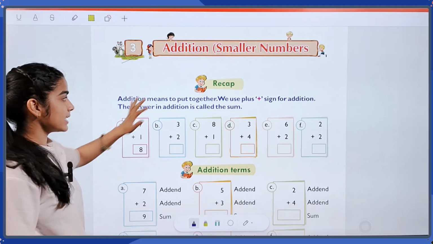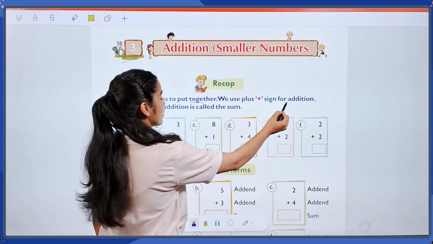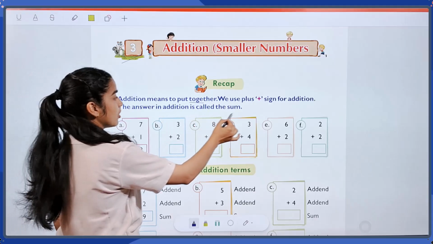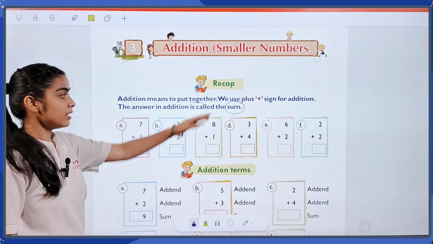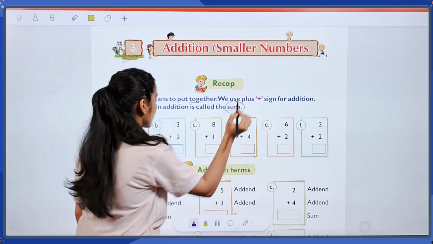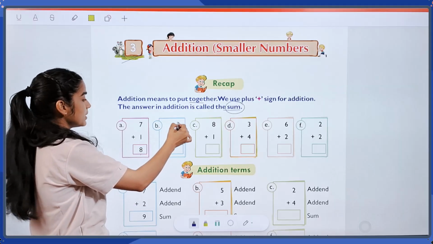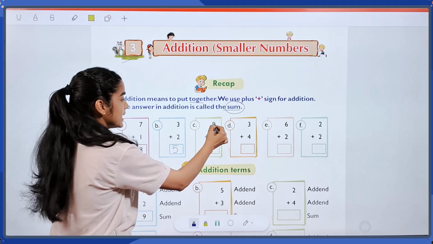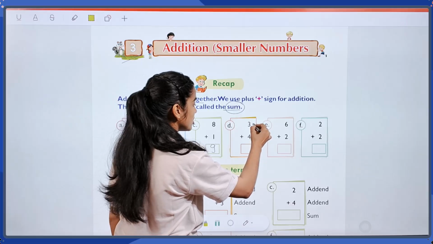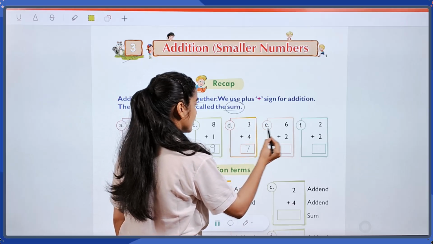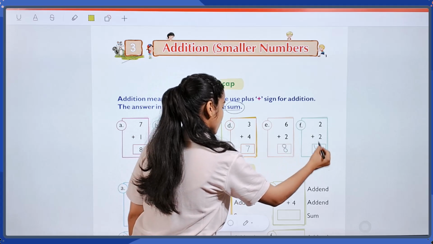Okay, so let's take a recap. Addition means to put together. We use the plus sign for addition. The answer in addition is called the sum. Whenever we add two numbers together, we call their answer the sum. Now we have 7 plus 1, which is 8, 3 plus 2 is 5, 8 plus 1 is 9. Now you tell me what we get when we add 3 plus 4. Well done, 7. 6 plus 2 is 8 and 2 plus 2 is 4.